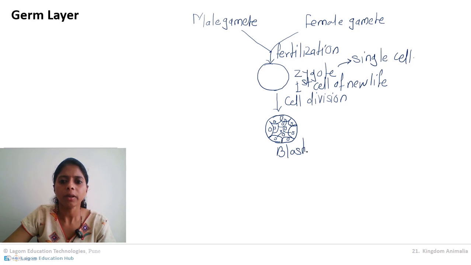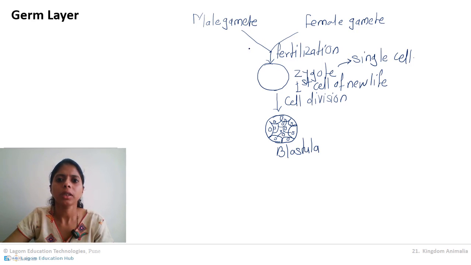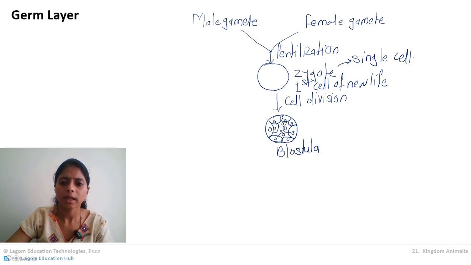Are you getting what I am saying? See, in sexual reproduction, initially male and female gametes unite to form a zygote. Zygote is a single cell. This single cell, after successful formation, undergoes cell division to form a group of cells called as blastula. Clear about it? Blastula is just a group of cells.